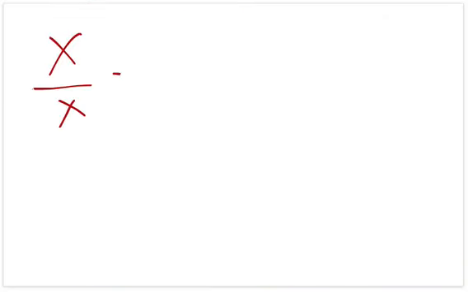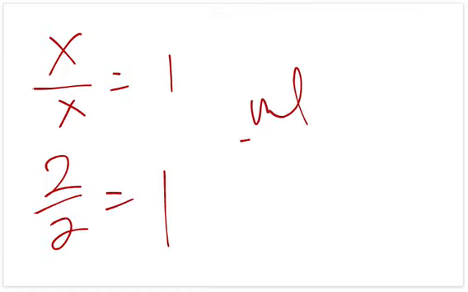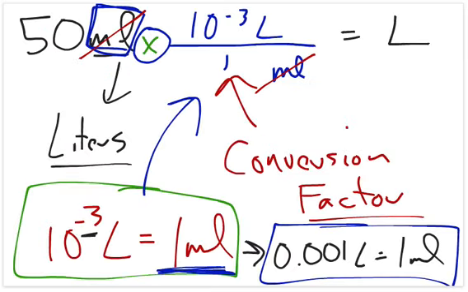x divided by x is 1, and 2 divided by 2 is 1. So milliliters divided by milliliters will just be 1. Those things will cancel out. That is the trick of unit conversions here. So milliliters cancel. I get 50 times 10 to the negative third. Notice liters is here. That's why I get liters as my final unit.